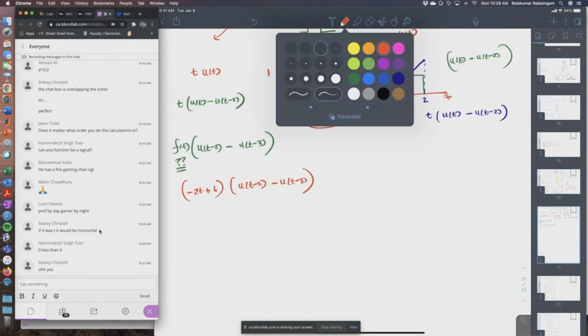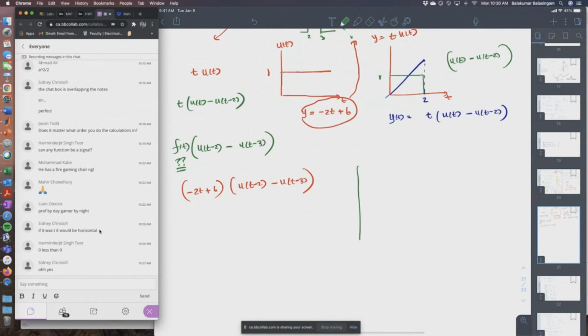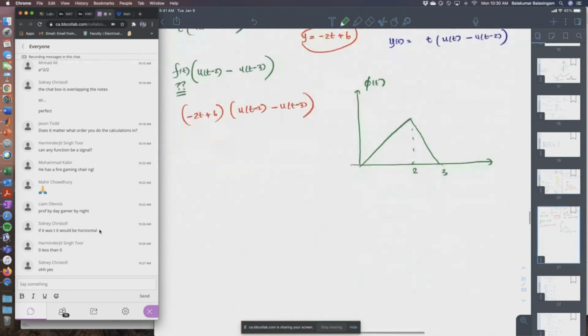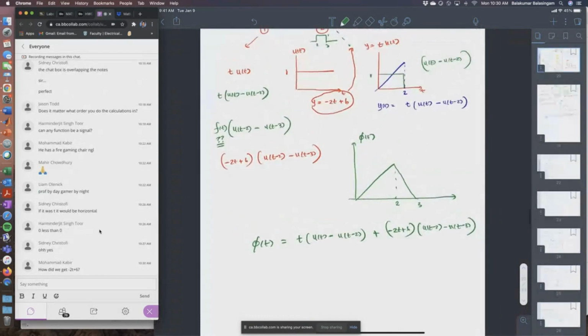So to summarize, this signal between 2 and 3, let's call it phi(t), can be expressed as: the first part is t times [u(t) - u(t-2)]. The second part is (-2t + 6) times [u(t-2) - u(t-3)]. So that's how we express this function.